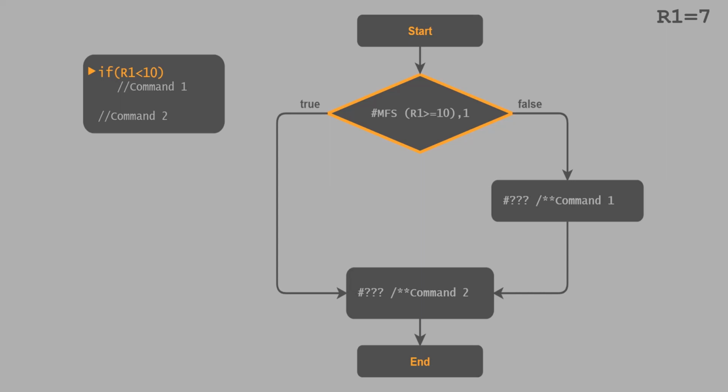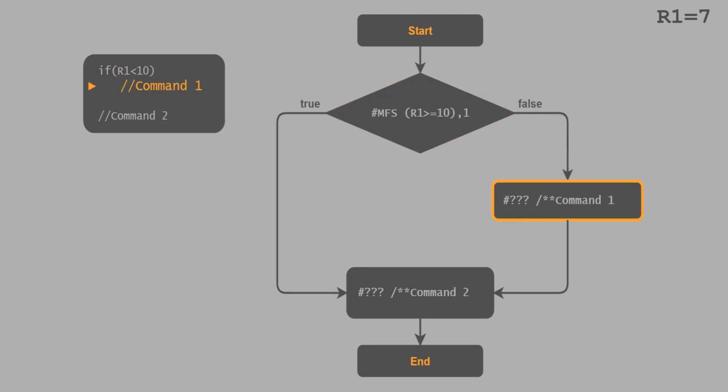We want to execute command 1 only if register value R1 is less than 10. We must therefore skip a line if the value is greater or equal to 10. In our case, the condition R1 is greater or equal to 10 is not fulfilled because the value is 7. We therefore execute command 1. If the condition were true, the program would jump directly to the next command.